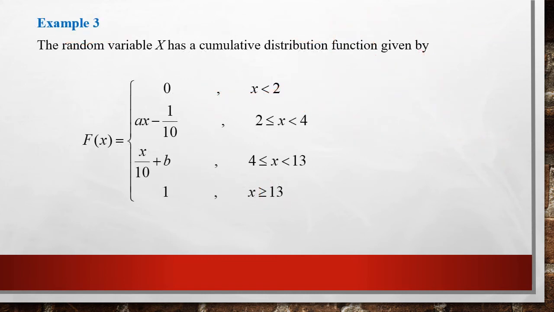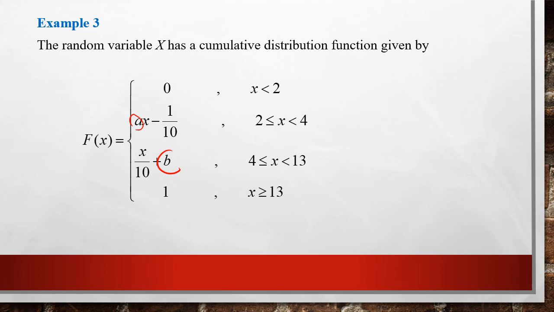Okay, so let's continue with example 3. The random variable x has a cumulative distribution function given by... Now because we have a cumulative distribution function, not a value, this is a continuous random variable. So we have to make sure we know that this is a continuous random variable. Now we have the cumulative function, the piecewise function, but now we have unknowns in two of the functions.